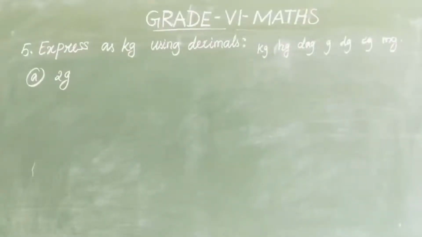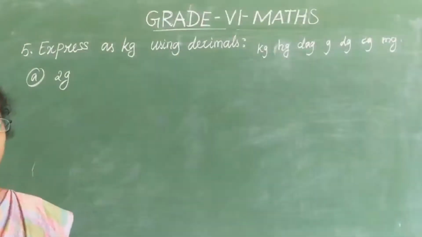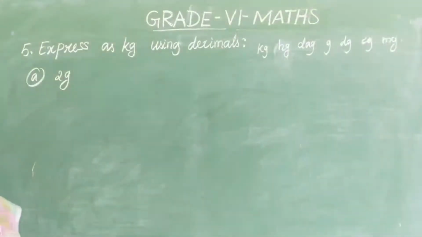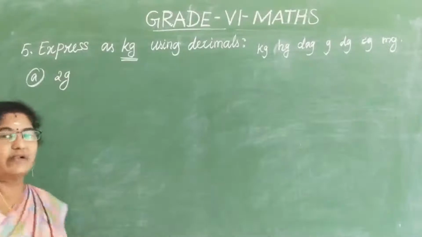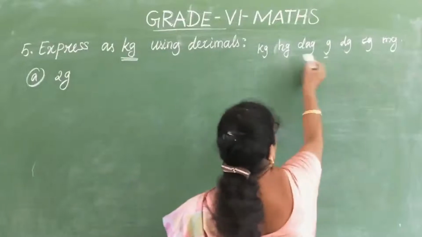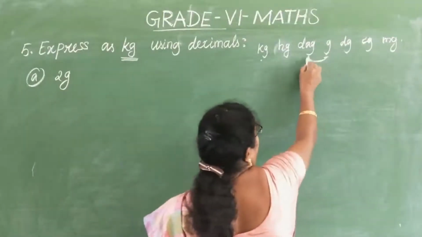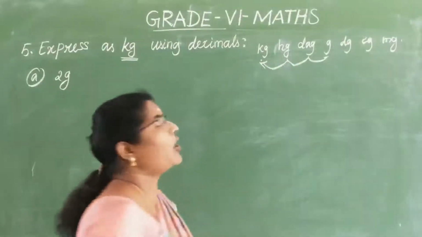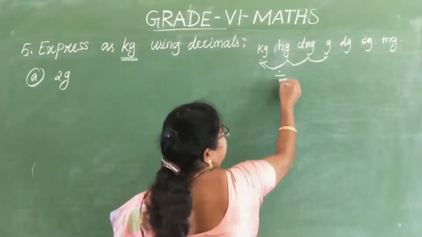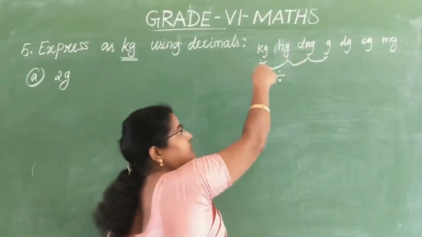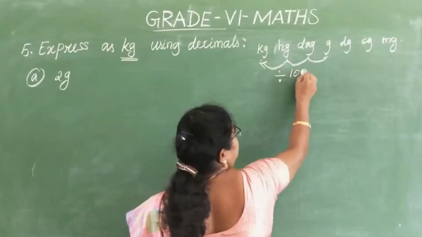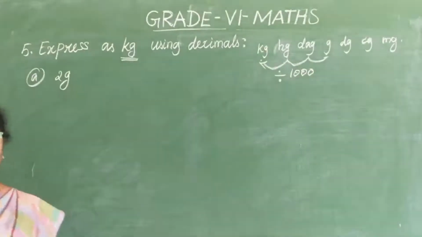Next Roman numeral, express as kilogram using decimals. The questions are given in grams. We have to convert gram to kilogram. See in the metric units, gram is here, kilogram is here. From gram, we need to convert to kilogram. How many units do we see? 1, 2, 3. So we have to divide from lower to higher. How many zeros? 1, 2, 3. 3 zeros. So divided by 1000.